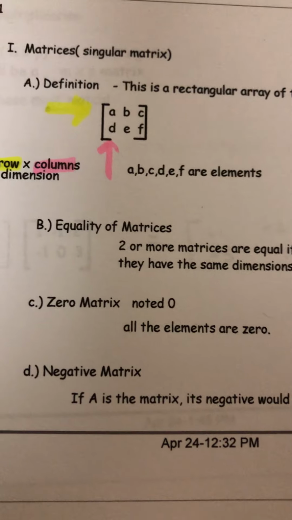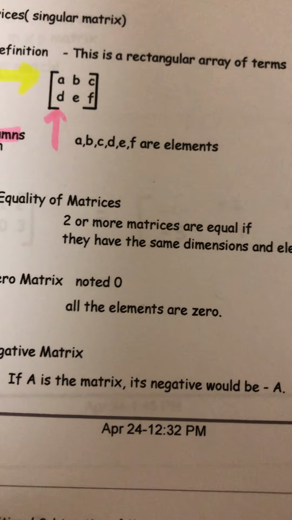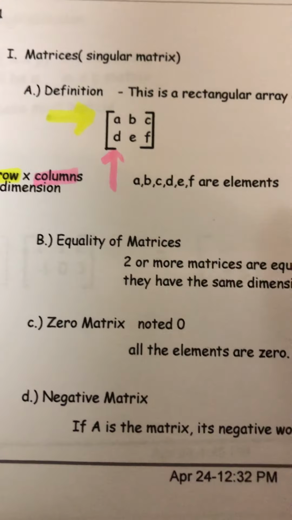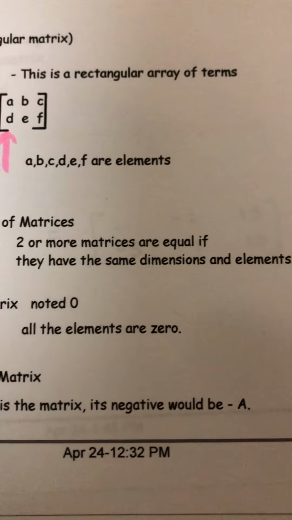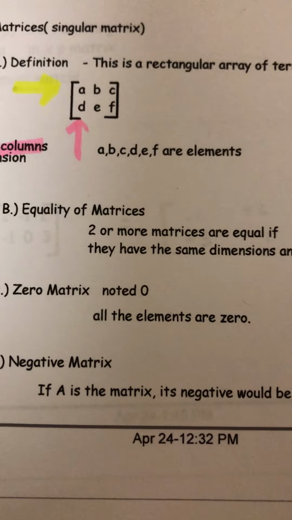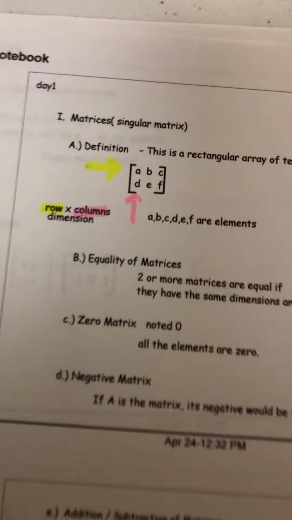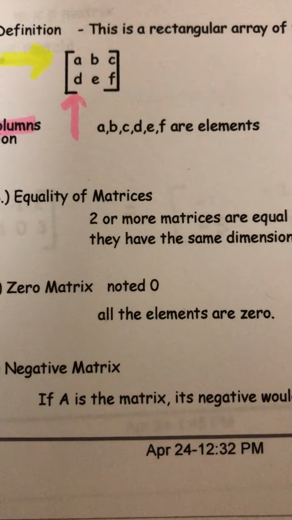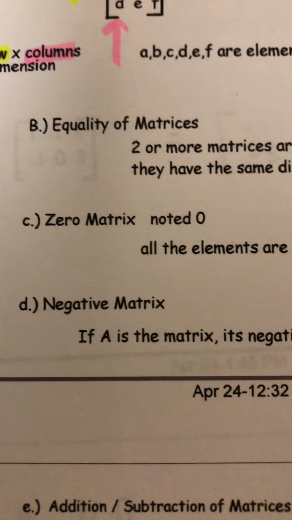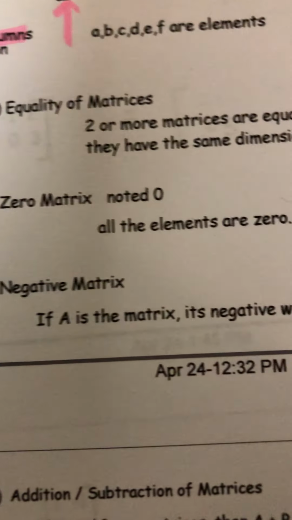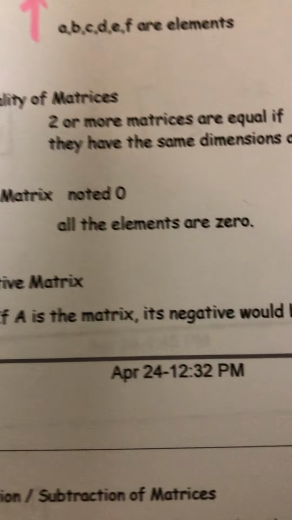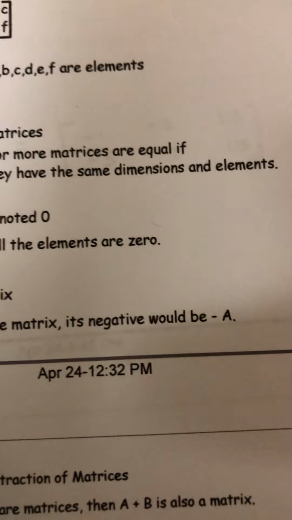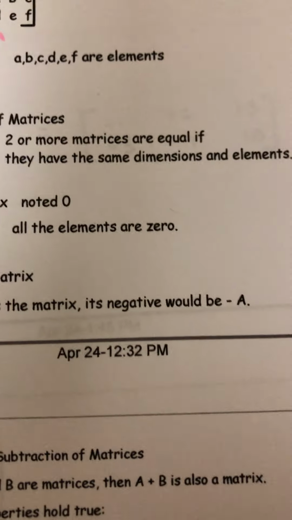How are matrices equal to one another? Two or more matrices are equal if they have the same dimension, so the same row and column size, and have the same elements all inside. You could have the zero matrix, kind of boring. This definitely looks like a Lego piece because everything inside the matrix is zero. And the negative matrix: if A represents a matrix, a block of numbers or terms, its negative would be denoted as a negative sign out in front of the matrix. So then you can distribute the negative sign to all the terms inside.